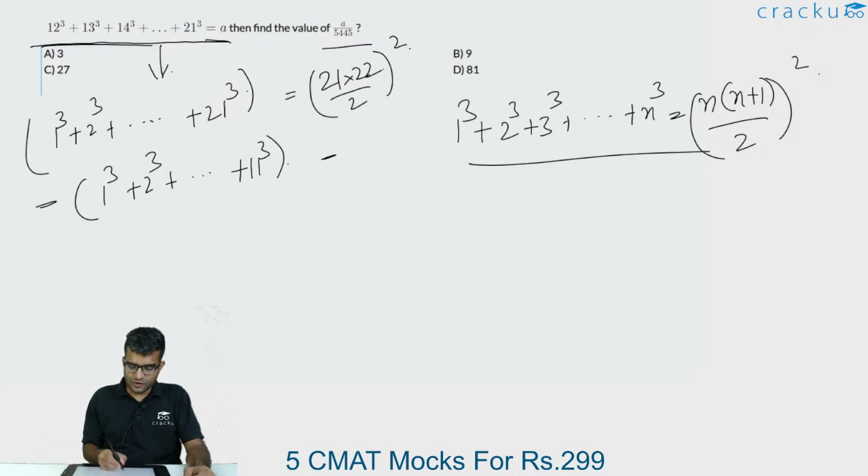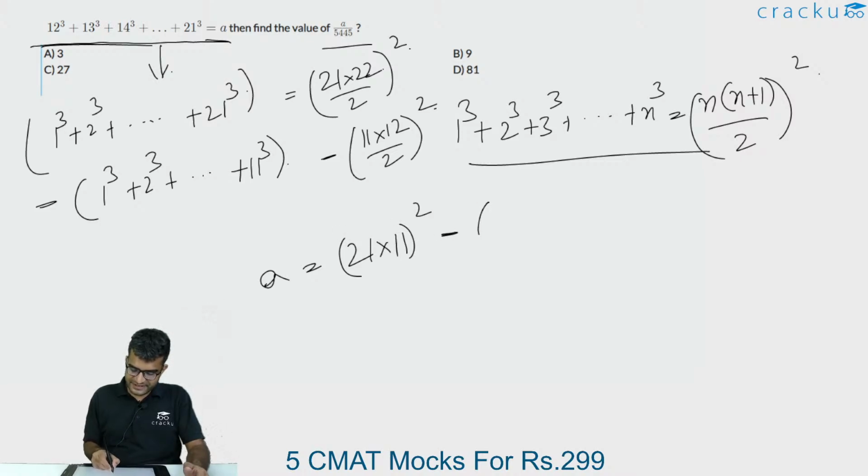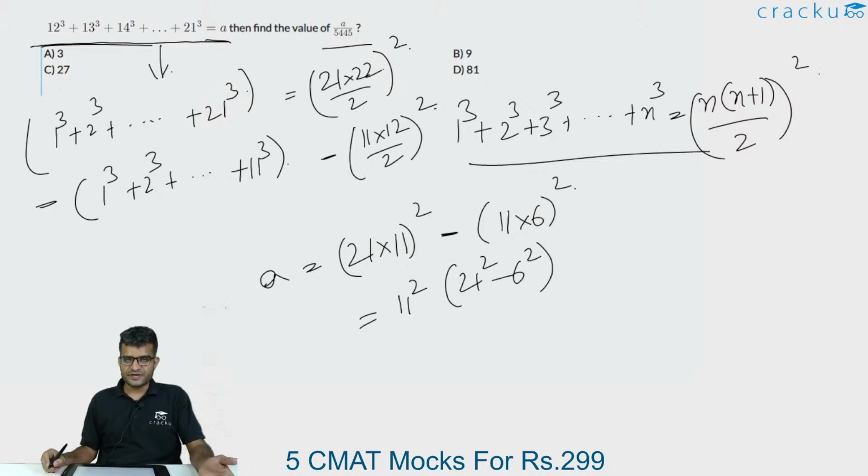And what is the sum of the cubes of the first 11 natural numbers? This will be 11 into 12 divided by 2 whole square. So the required value of A will be equal to 21 into 11 whole square minus 11 into 6 whole square. You can take 11 square common. This is equal to 11 square into 21 square minus 6 square. 21 square is 441, minus 6 square is 36. So this is equal to 11 square into 405.